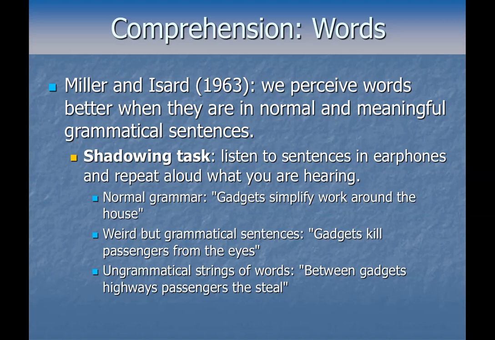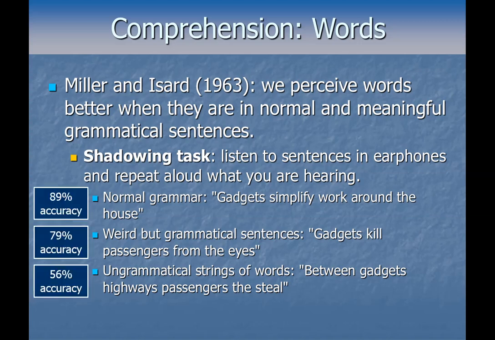And they had people listen to a bunch of different sentences of one of these three types and, again, just shadow it. They just had to repeat out loud what they were hearing in the earphones. What they got was about 90% accuracy in the normal grammar condition, around 80% when it was grammatical sentences but a little weird and unusual. But accuracy dropped a fair amount when people were hearing strings of words that didn't make a lot of sense.